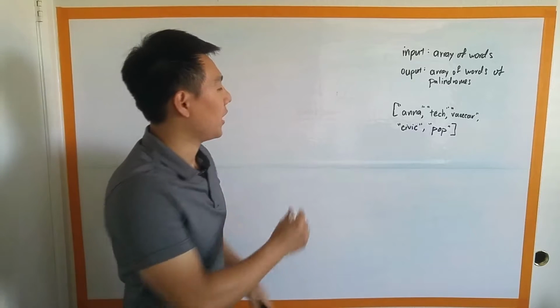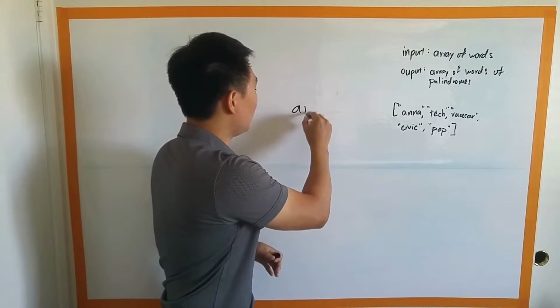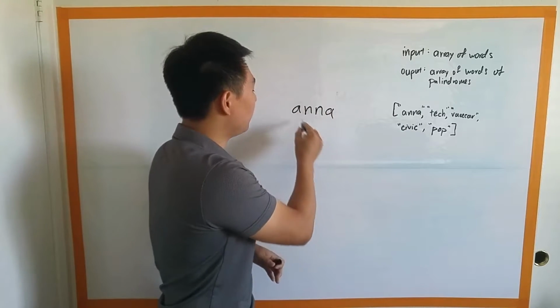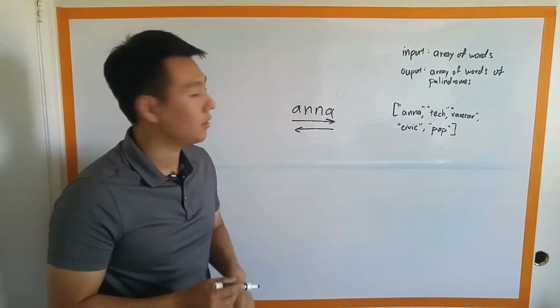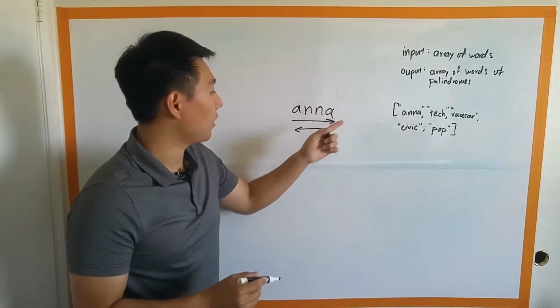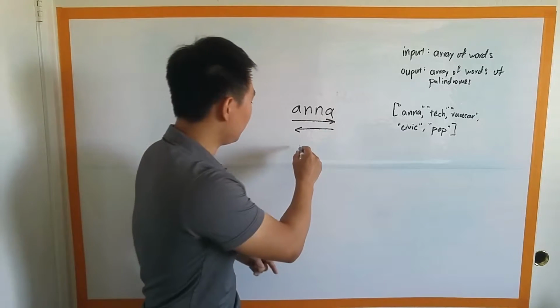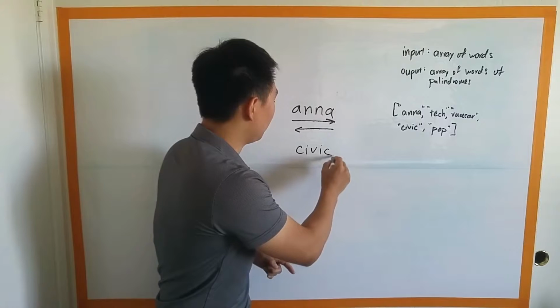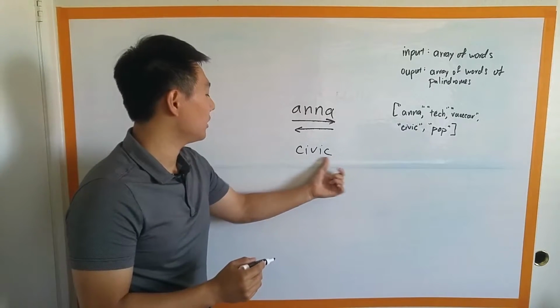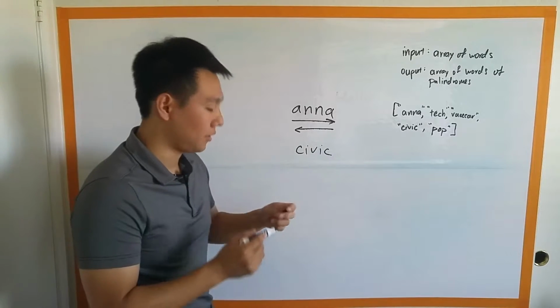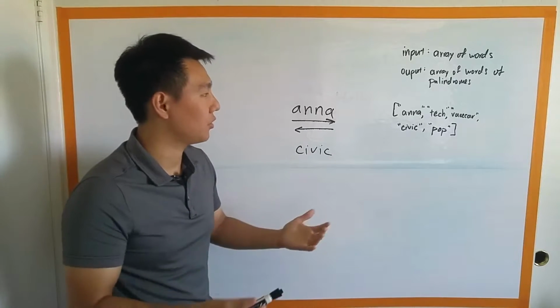So, if we take the word Anna, for example, A, N, and A, it is spelled the same way forwards and backwards, and so that's just what makes it a palindrome. If it's an odd number of letters, like civic, it's still the same. It might be a little different when we check against it, but pretty much, as long as it's forward and backwards the same, it makes it a palindrome.